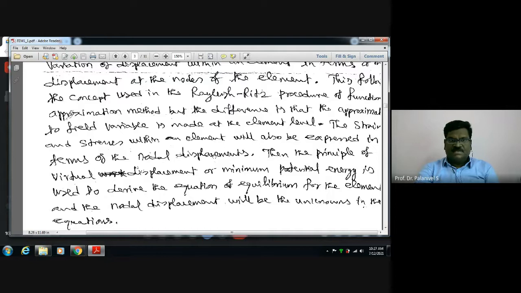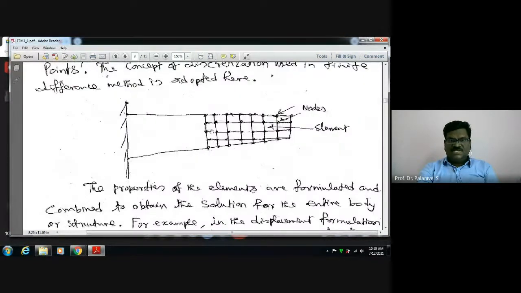Then the principle of virtual displacement or minimum potential energy is used to derive the equations of equilibrium for the element. How do we write? In matrix form we write the equilibrium equations: stiffness matrix into nodal displacement vector. For each element we are going to write the stiffness matrix of this element into the nodal displacement vector is equal to the force acting at the nodes.